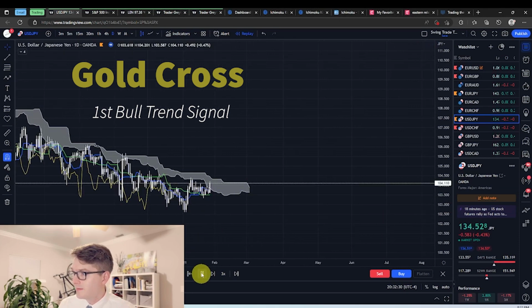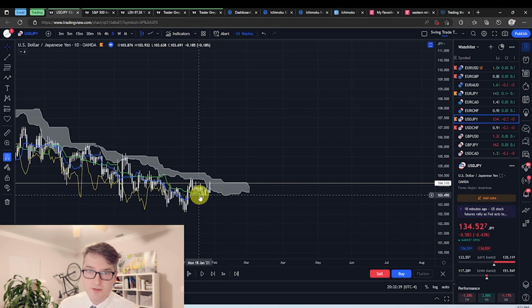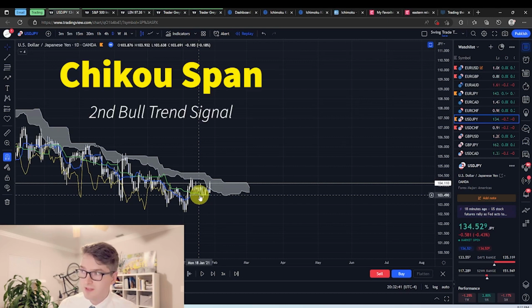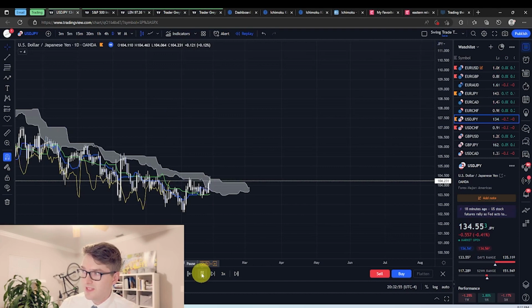Okay, right there. As you can see right here, we have a gold cross, right? And now that's the first signal. The second signal is the Chikou span crossing above the candles, and we have that signal here also. Now, the third signal we need is we need the price to break and close above the Kumo cloud. So let's take a look and see if it breaks.